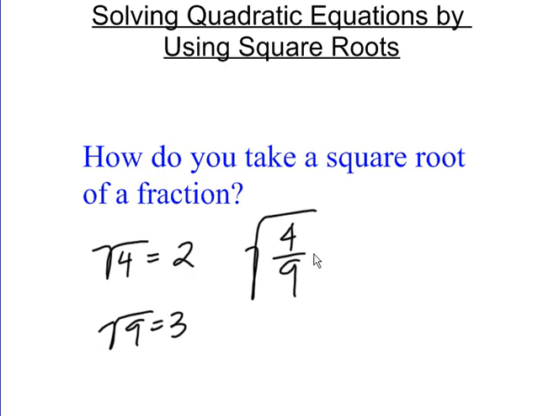square root of that? Well, you look at it and say, okay, it's not a perfect square, but actually it does break down into two perfect squares. We can take the square root of the top number, which is 2, and the square root of the bottom number, which is 3. So the square root of 4/9 would be 2/3. So that's something to keep in mind about how to take square roots of a fraction. And we're going to apply that a little bit later in this area of solving quadratic equations.